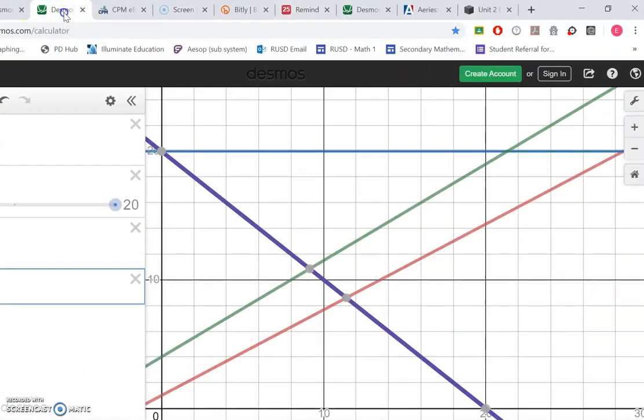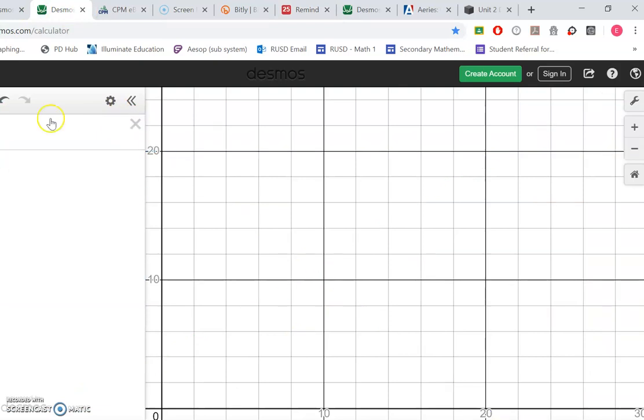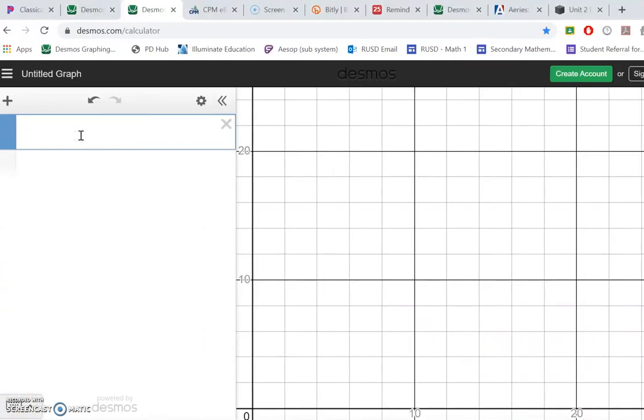And so with Desmos, let me pause for just a second. So I kind of move the window over it. I don't know what happens when I do that in the middle of the video, but either way.